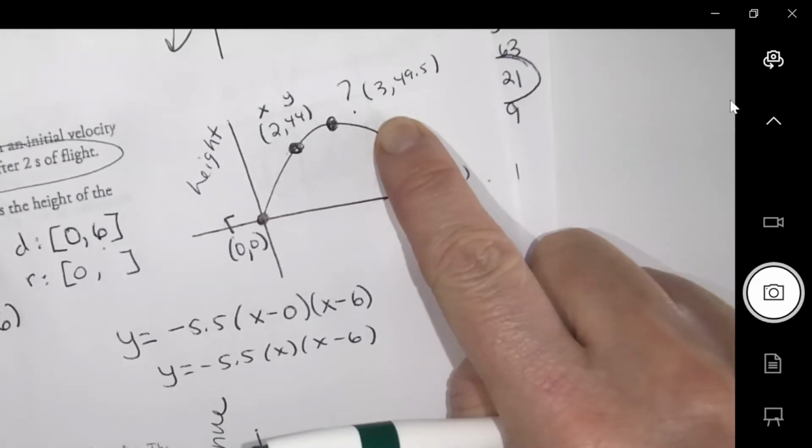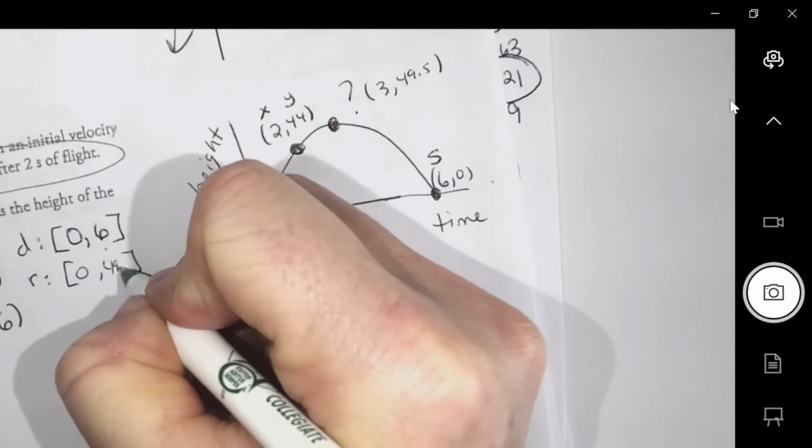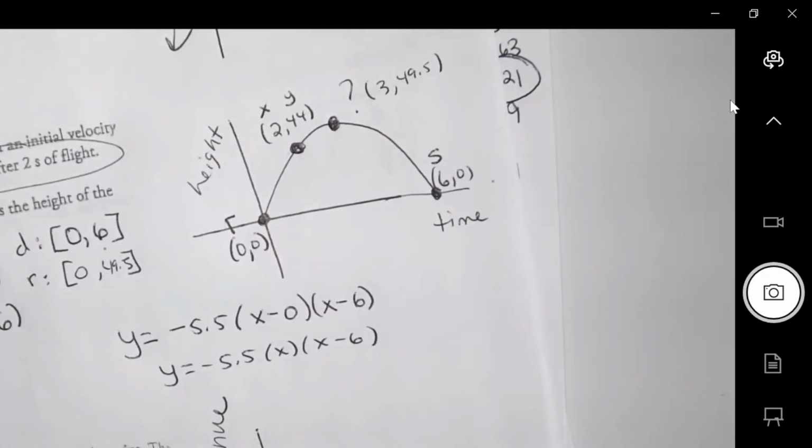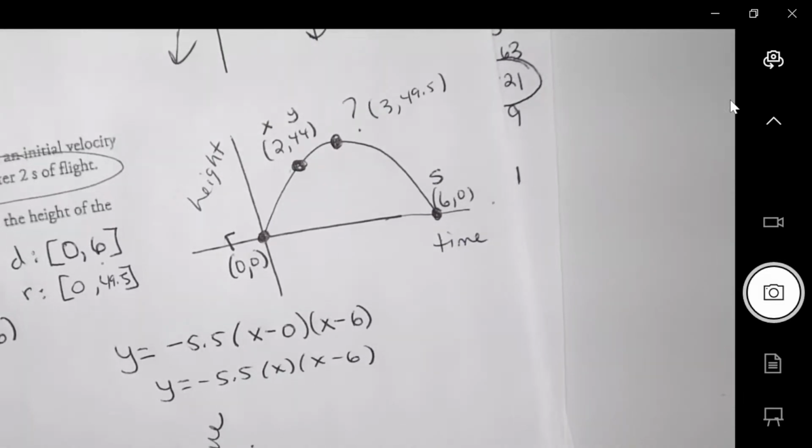So I got 3, 49.5. Okay, but on this I want my height. That's what I'm looking for, so 49.5 is the highest you're going to go. Okay, so that was making an equation with factored form.